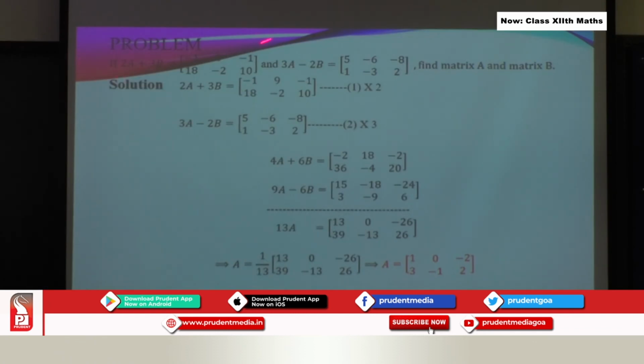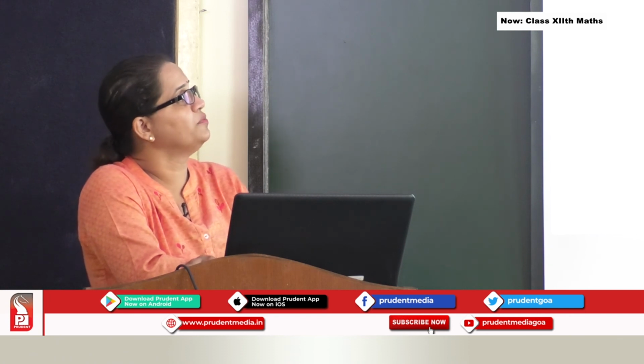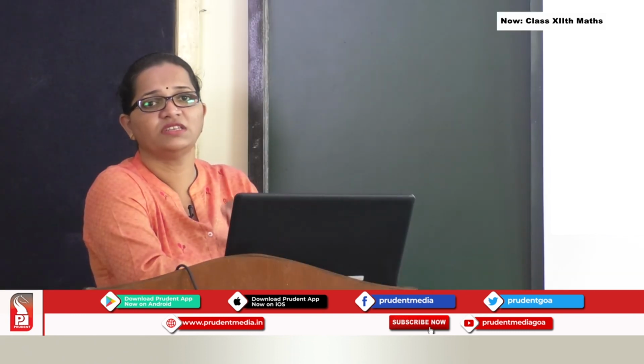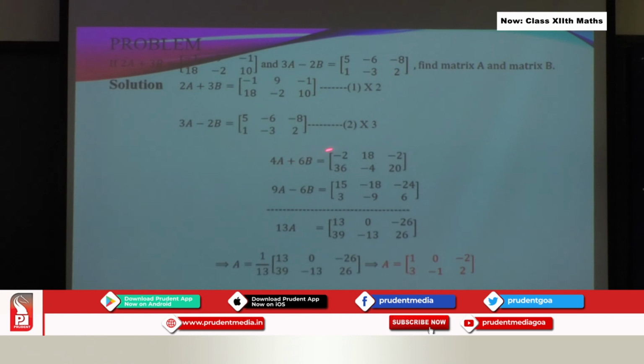Okay, the next problem. Now look at this. The data which is given to me, that data is in equation form. Look at this, 2A plus 3B equals one matrix and 3A minus 2B equals another matrix. What I need to do? I need to find matrix A and matrix B. Usually how you solve your equations to get value of x and value of y, same way I will be solving. See, equation 1, equation 2. How we solve equations using elimination method, same way I will be solving here.